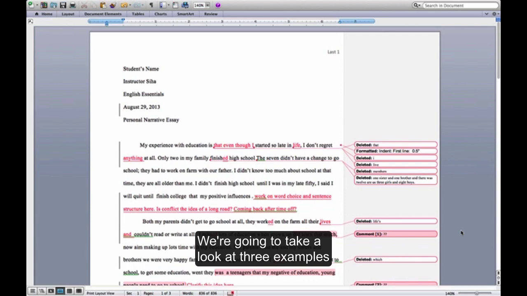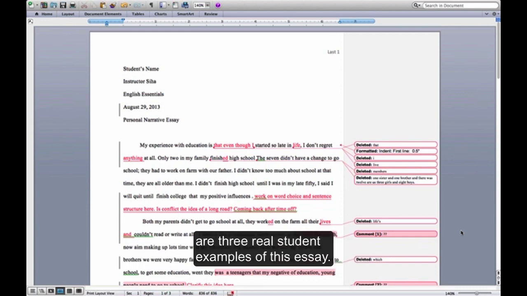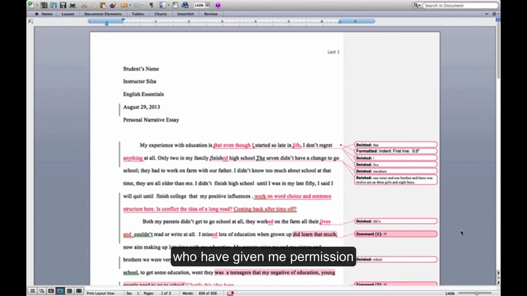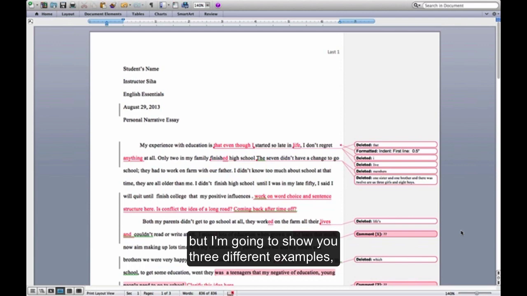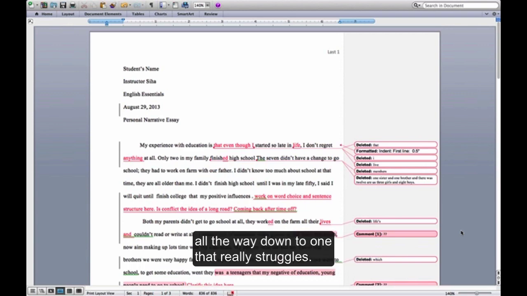We're going to take a look at 3 examples of the personal educational narrative, and what I have to show you today are 3 real student examples of this essay. These are essays written by some of my former students who have given me permission to make use of them in this course. Obviously, I've taken out their names, so you won't be able to identify them. But I'm going to show you 3 different examples, and they range in pretty good essay all the way down to one that really struggles.